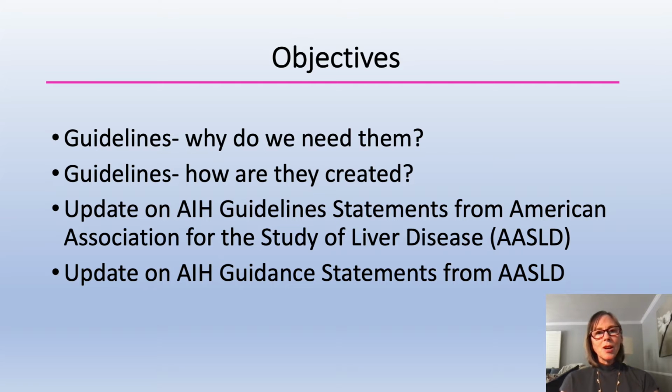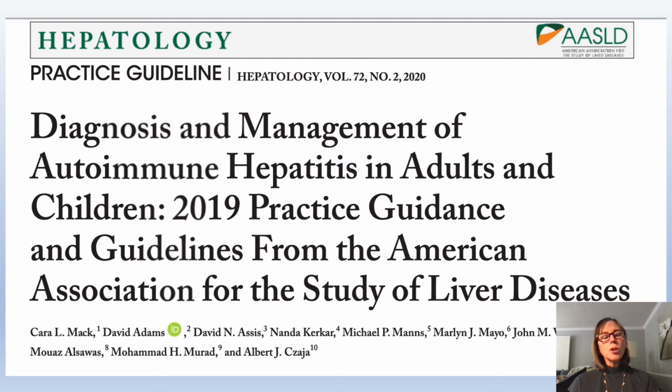The objectives of this talk will include going over why we need guidelines, how they're created, and then I'll update you on the new autoimmune hepatitis guideline statements from the American Association for the Study of Liver Disease. And within that document, I'll also update you on guidance statements, which are related to guidelines. Shown here is the new publication from this past year in August of 2020, with the updated guidelines based on the previous ones from 2010.